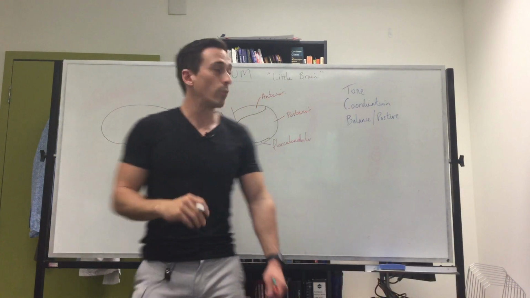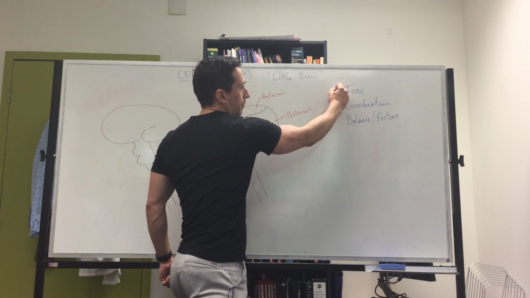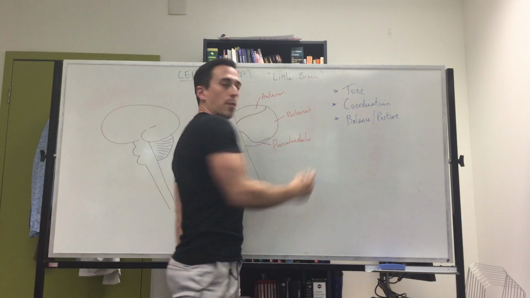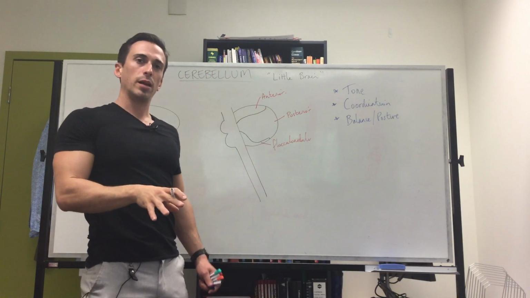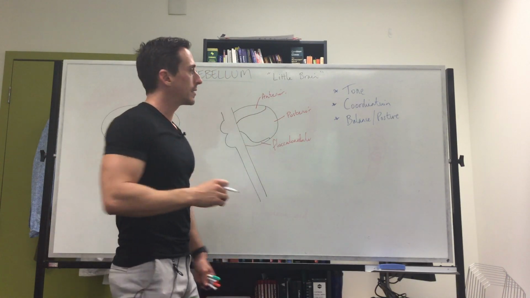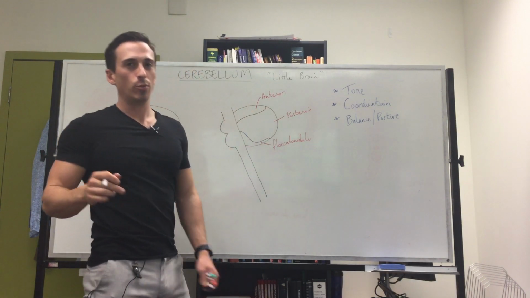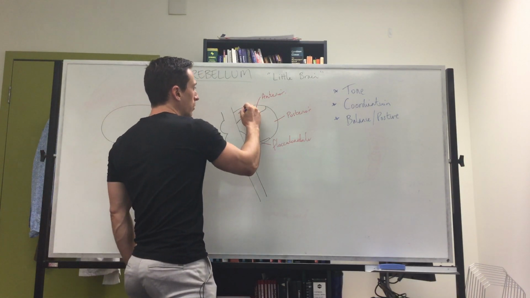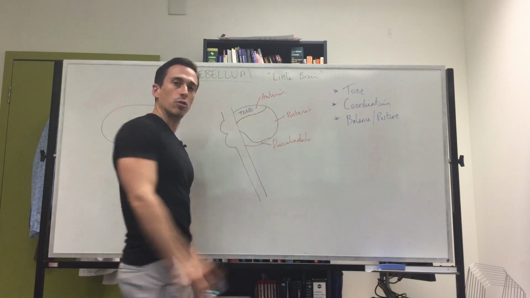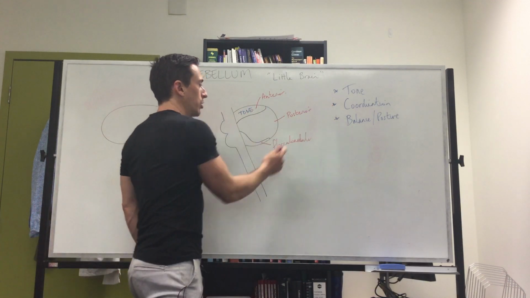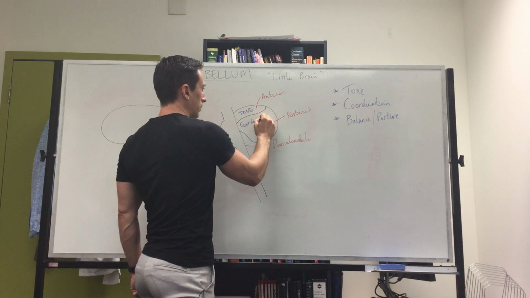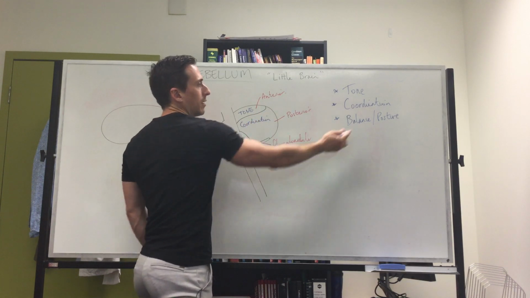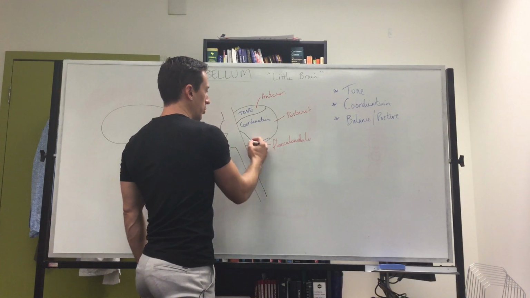So we've got tone, coordination, balance and posture. These are some of the major roles that the cerebellum plays. And what you'll find is that the anterior lobe focuses a lot on tone. Coordination, dedicated to the posterior lobe. And balance and posture, flocculonodular.